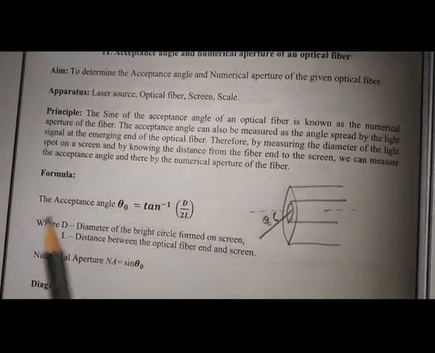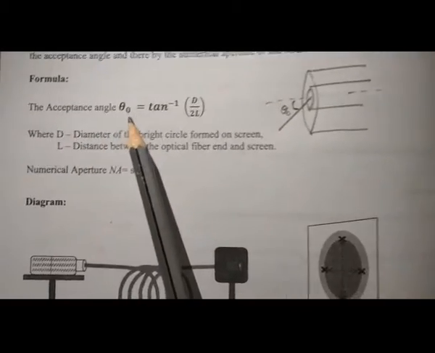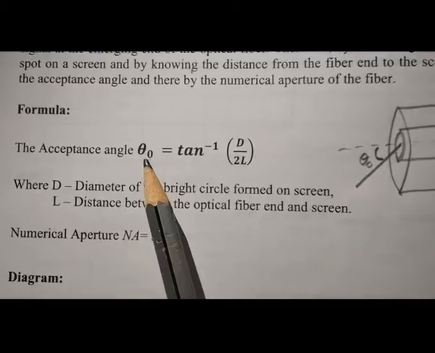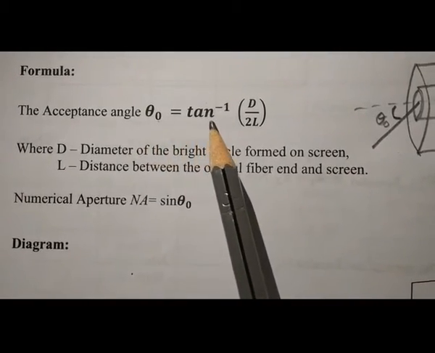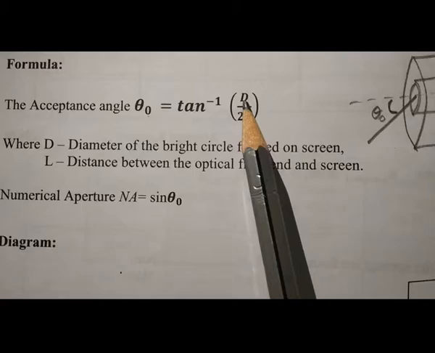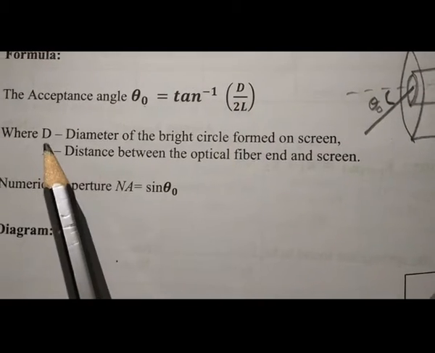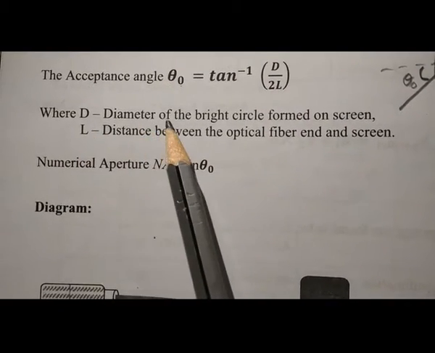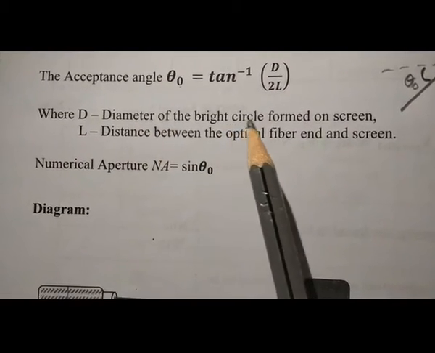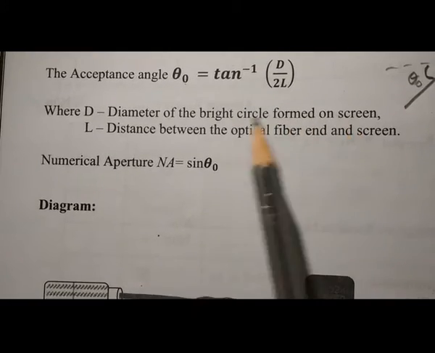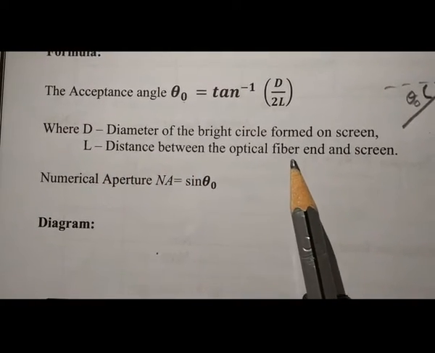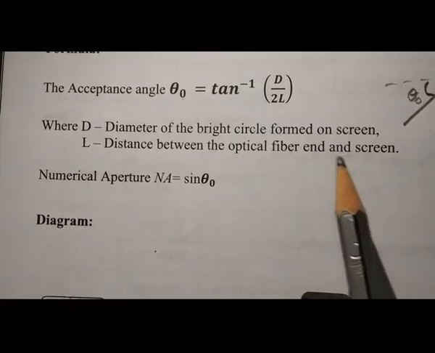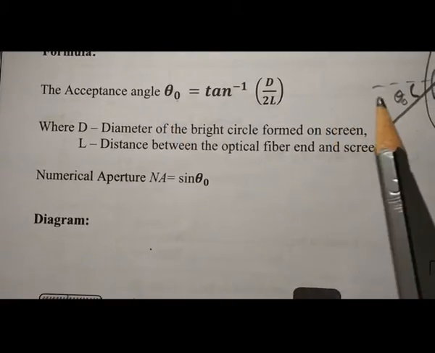The formula to determine the acceptance angle is theta naught, that is acceptance angle, is equal to tan inverse of capital D by 2L, where capital D is the diameter of the bright circle formed on a screen and L is the distance between the optical fiber and screen. And theta naught is the acceptance angle.